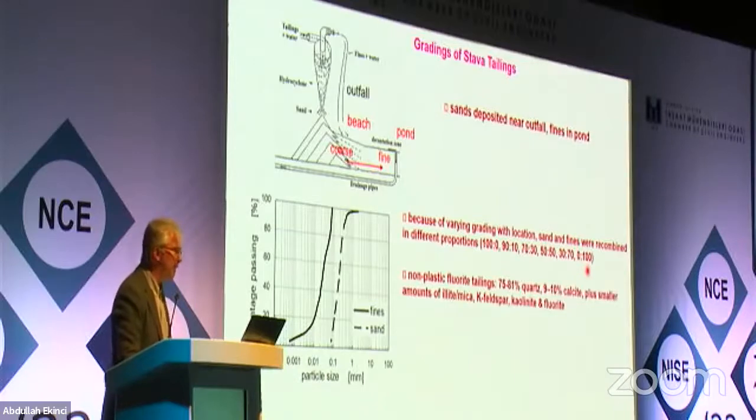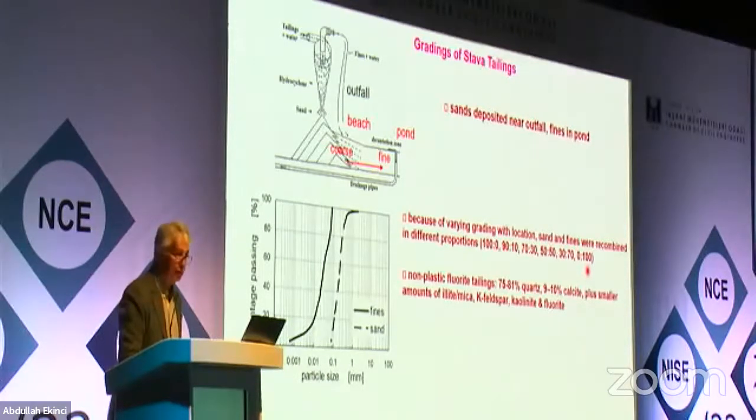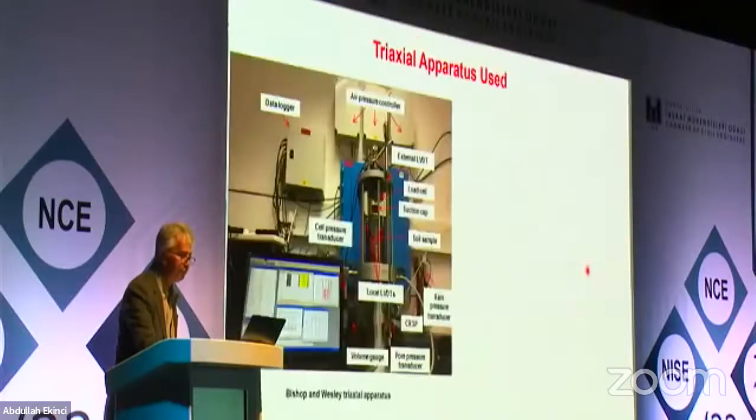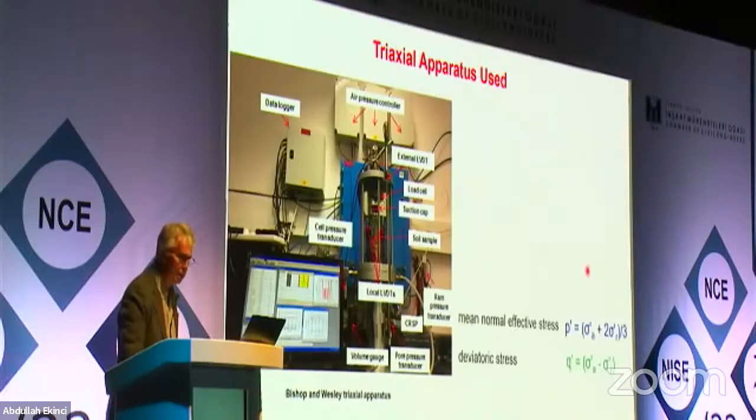They're quite simple tailings from Stava. Fluoride tailings, mostly quartz and calcite. And then, of course, the usual thing, controlled triaxial tests. Pedro Ferreira used the same definitions of P and Q that I'm going to use today.